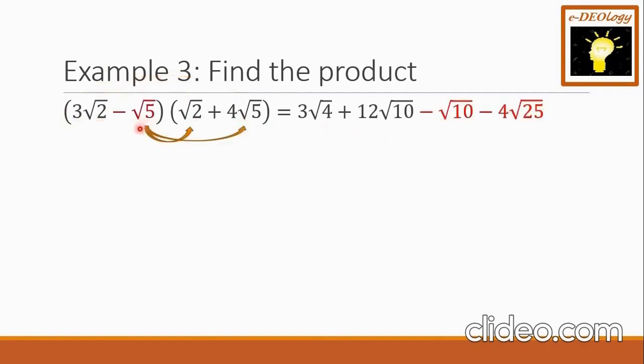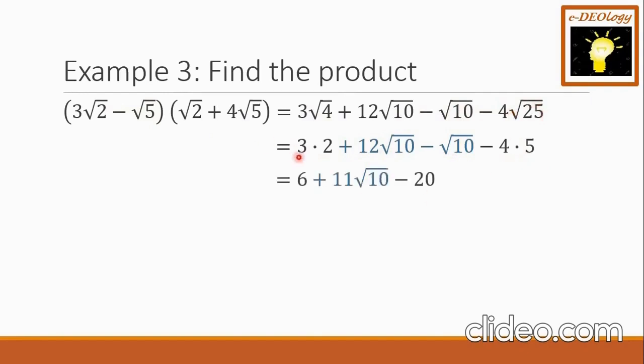Now for the second term, I will multiply this negative square root of 5 to square root of 2. I will get this negative square root of 10. The negative square root of 5 times 4 square root of 5 will have this negative 4 square root of 25. Then let us simplify the first term. The square root of 4 will be 2. Later on we will multiply to the 3. So the second term we copy also here, the third term also. For the fourth term, we can simplify this square root of 25 to be 5. Then later on, we will multiply to the number 4.